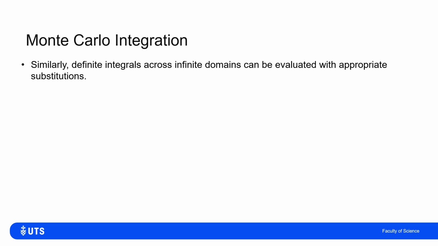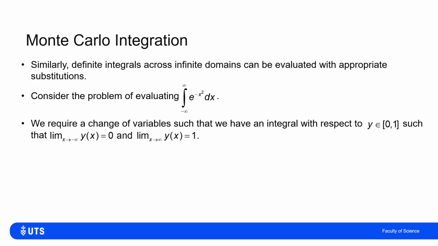Now those cases we've seen so far are both on a finite domain, but it could be done on an infinite domain as well. So let's say I want to integrate e to the minus x squared over the full real line, minus infinity to infinity. You may recognize this as being related to the normal distribution. That's not totally relevant here. Anyway, I want to change a variable such that as x tends to minus infinity, y tends to 0, and as x tends to positive infinity, y tends to 1.